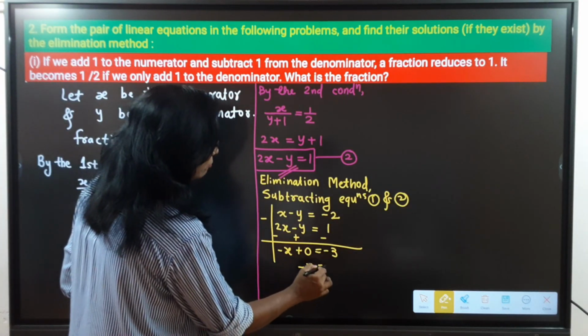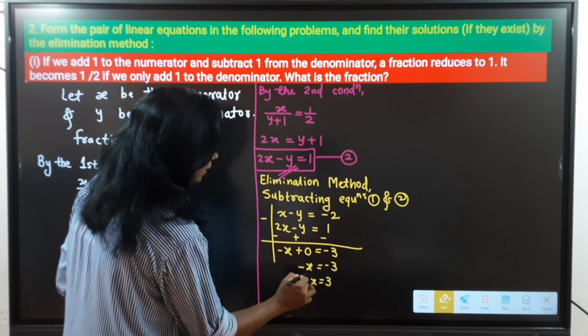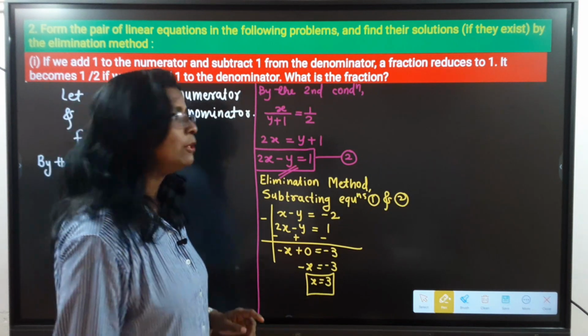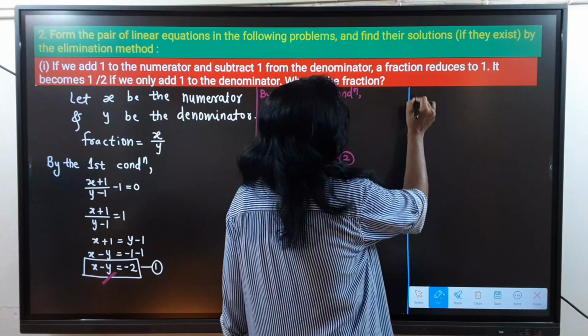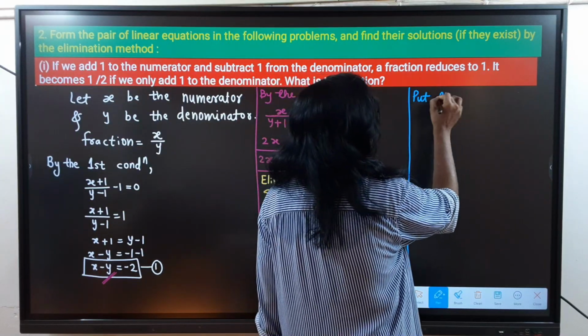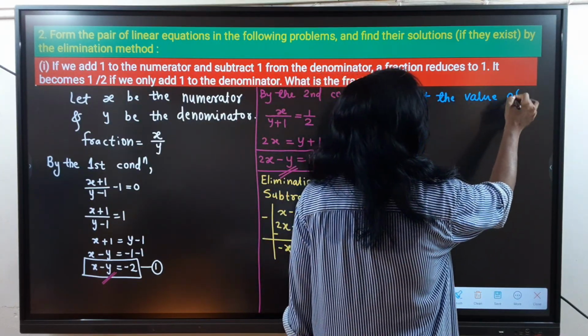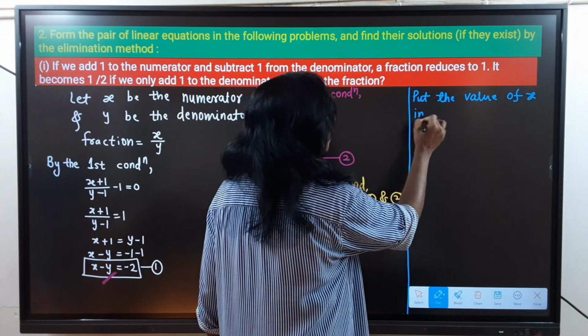So minus x is equal to minus 3, and that means x is equal to 3. Now we have the value of x, that is equal to 3. Now put this value in equation 1 or 2. Put the value of x in equation 1.